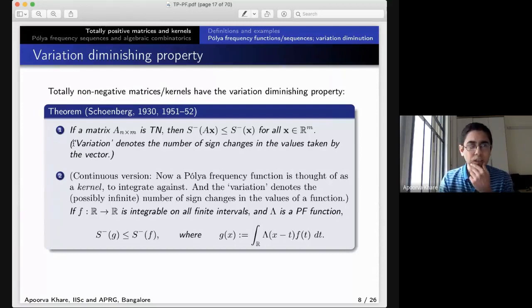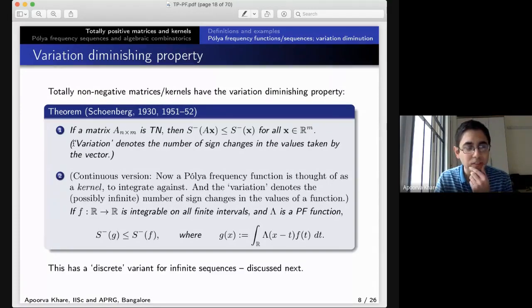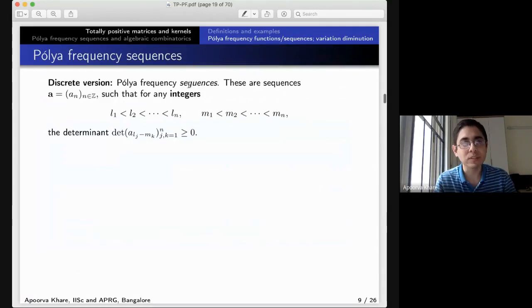Now this is for either finite matrices or for continuous functions, functions on the continuum. But there is an intermediate variant, which is for sequences, meaning on the discrete set of integers. So now instead of having f or lambda from R to R, I would take lambda from Z to R. Any function from Z to R is a sequence. These are called Polya frequency sequences, and that is the focus of the rest of today's talk.